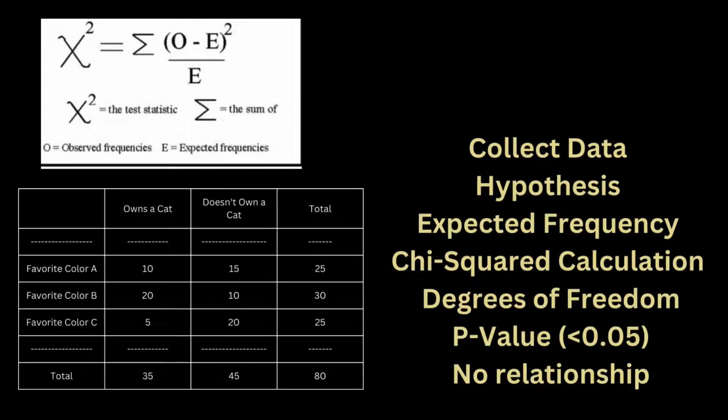And then we compute the expected frequencies. Using the formulas on screen, we compute the chi-square calculations. And then we look for the p-value. If the p-value is below 0.05, you reject the idea that there is no relationship. So we have to be very careful here. If the p-value is small, we have evidence that there is a relationship between favorite color and owning a cat. But if the p-value is large, then there is not enough evidence to say that there is a relationship. That means they might be independent.